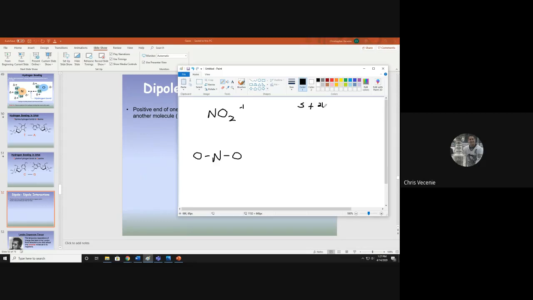I get 2 times the 6, and a -1 there makes me add another electron. All right, so we get 1 more. So we're at 12, 17, we're at 18. All right, take away 4 for your single bonds.